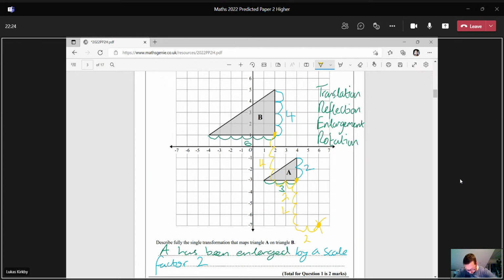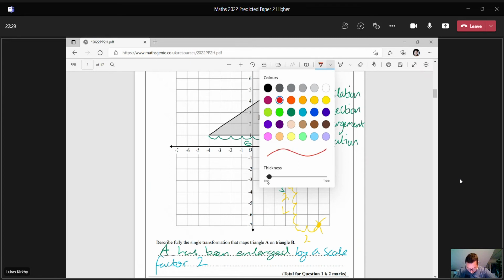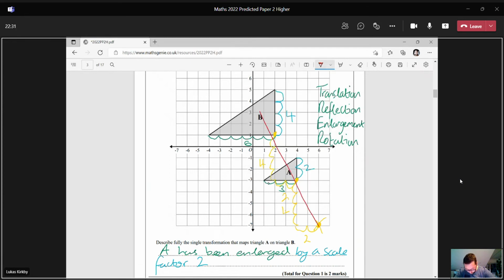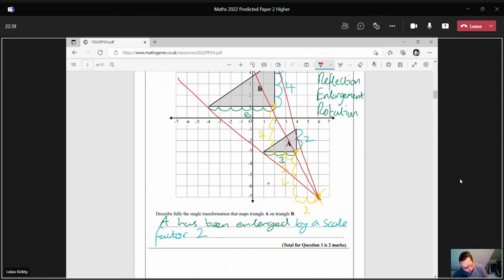Okay, and then again, if I had a ruler, this would be a lot easier. But again, if I just try and join up, yeah, it's not too bad. It looks like that's the centre of enlargement. Okay, so scale factor of 2 and then centre. So the coordinates of that look to be 6 and -7. Okay, great.